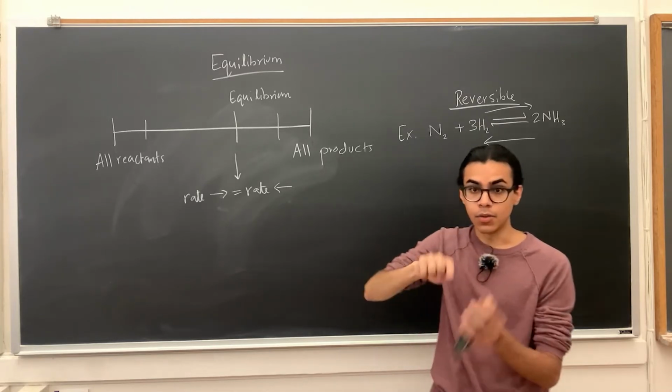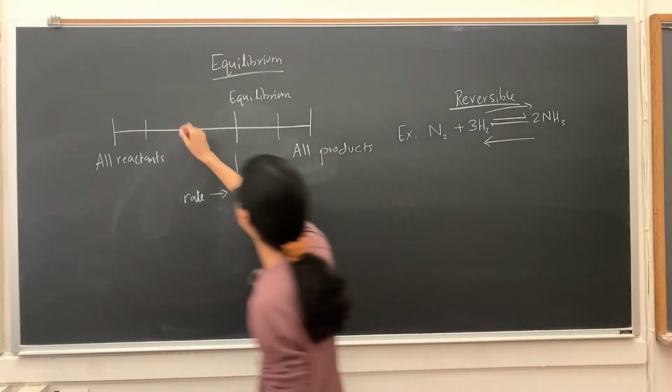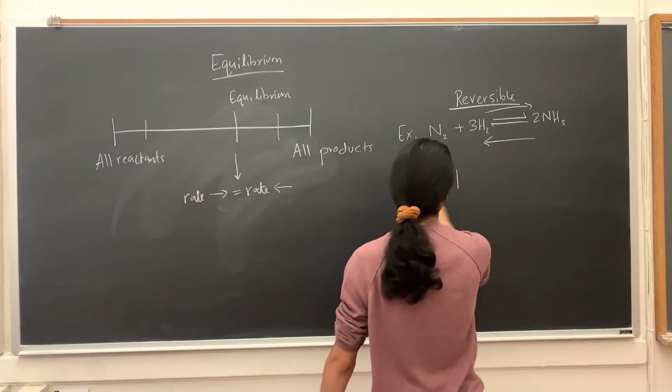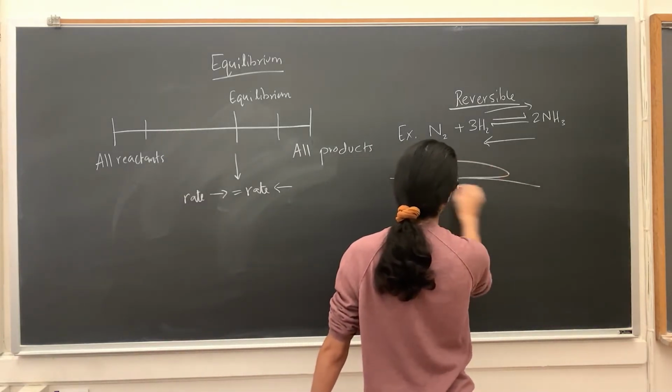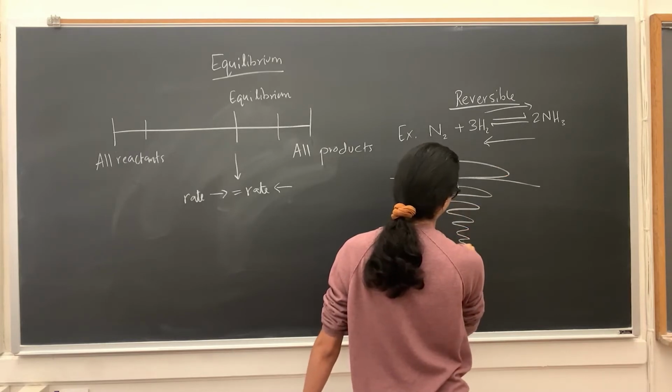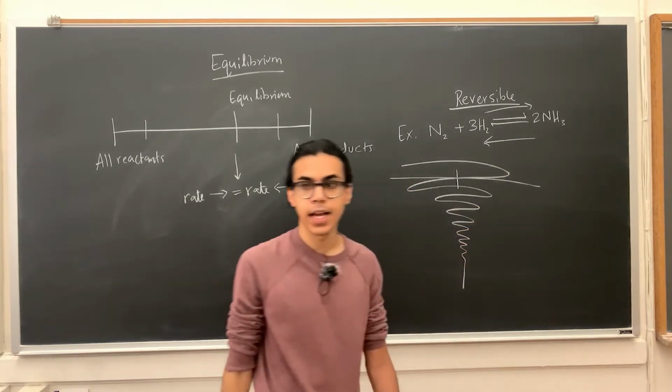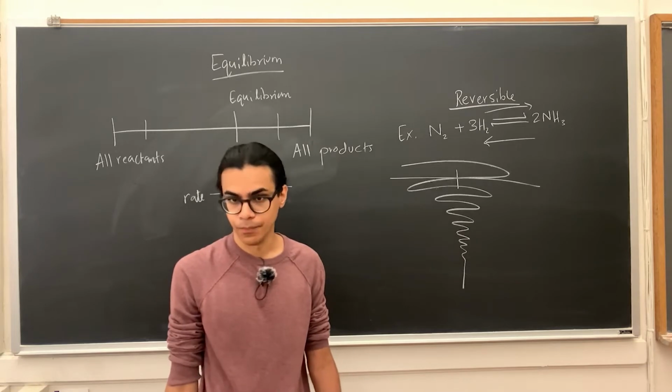Yes. So when you start a chemical reaction, it'll go like this. If this is where the equilibrium is, it will oscillate and then decay to the equilibrium value.